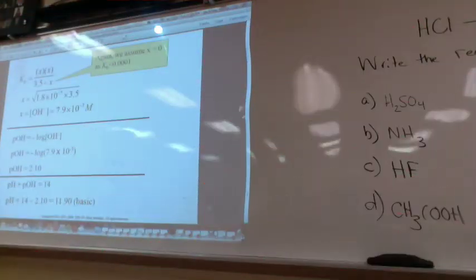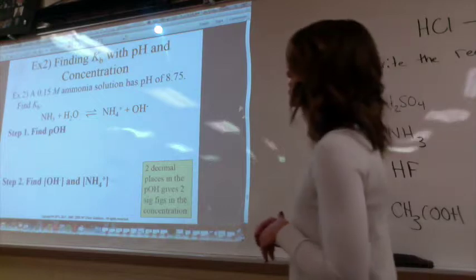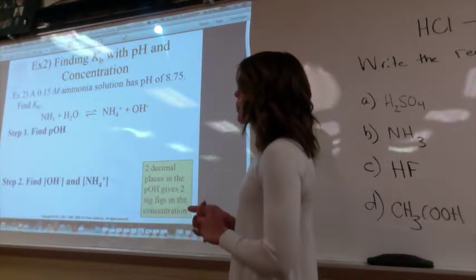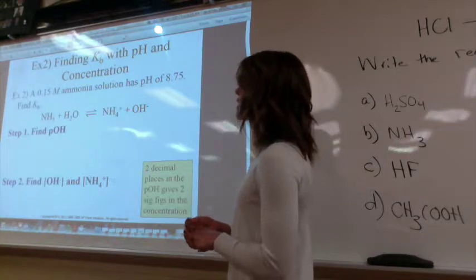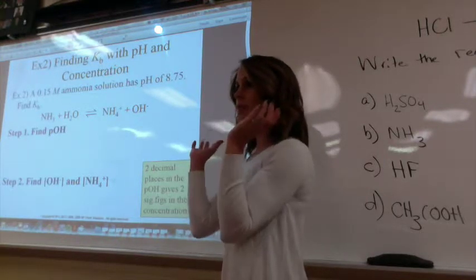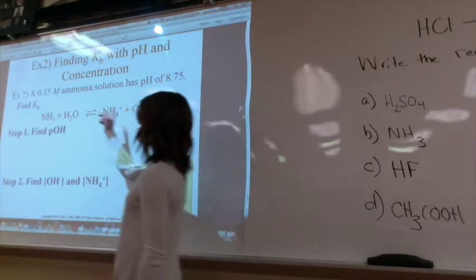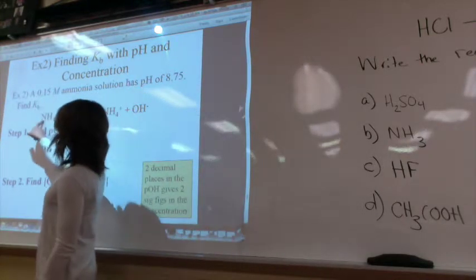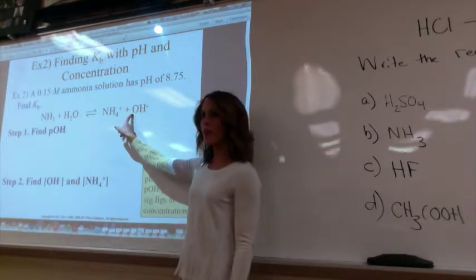All right. So this is the same exact approach that we did with the acids, but now we're just doing it with the bases. So here's another problem. A 0.15 molar ammonia solution has a pH of 8.75. Find the Kb. All right, so think about this in your head. If you're finding Kb, you're going to do products over reactants. I know this concentration, but I don't know these directly. How am I going to find them?